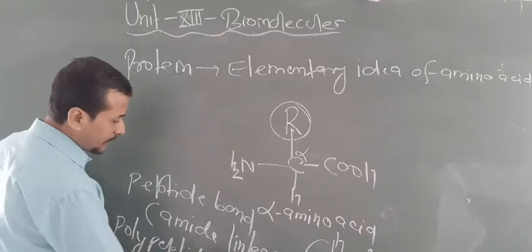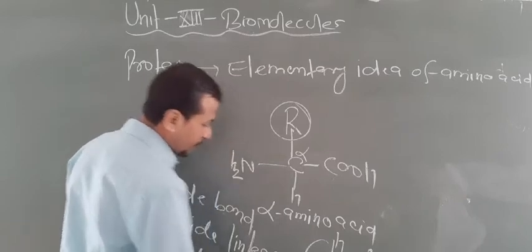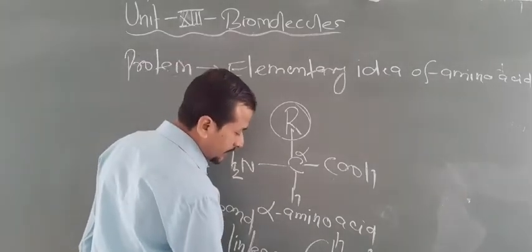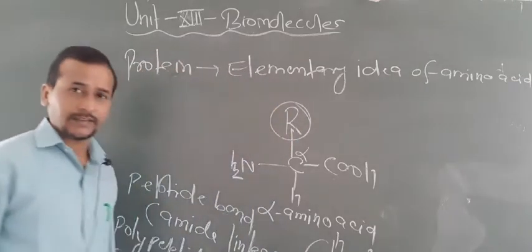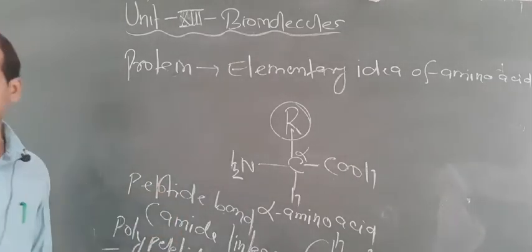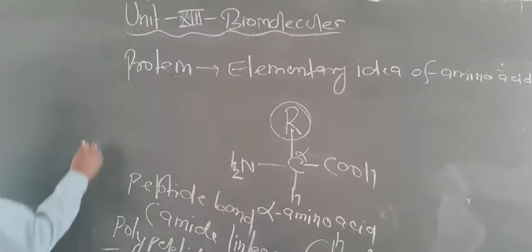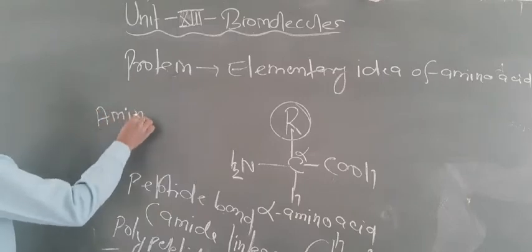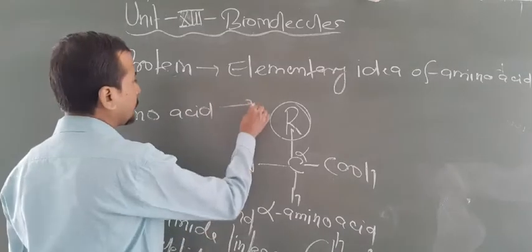Then you have to know about the protein. About the proteins, you have to know the primary structure, secondary structure, tertiary structure and quaternary structure. Only an elementary idea about this. So in this chapter you have to know only some topics about the carbohydrates and some topics about the proteins. Now look, amino acid is the building block of proteins, so amino acids form protein.